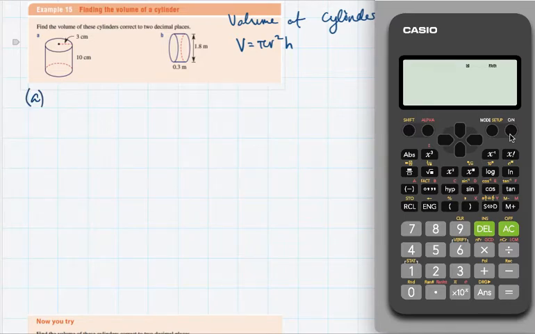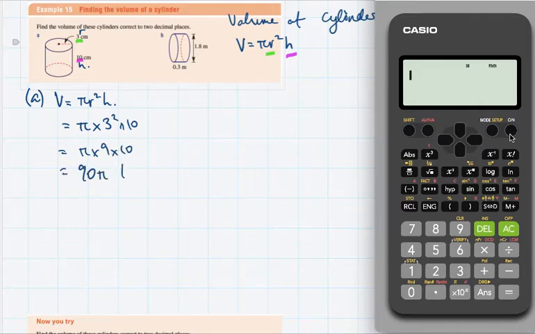First thing, we need to work out R and H. So R in this case is 3, and H in this case is 10. So let's write out our rule. It's always nice to write it out without subbing anything in first, and then sub in, and then calculate. Let's answer exactly first, 90 pi. We'll add our units. So this is going to be centimeters cubed.